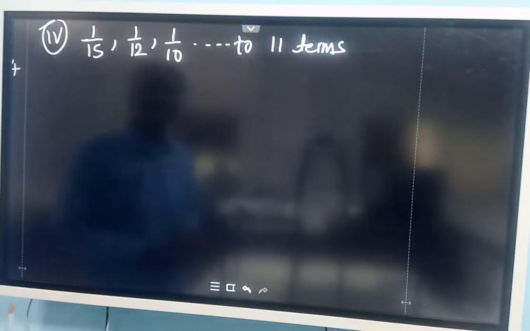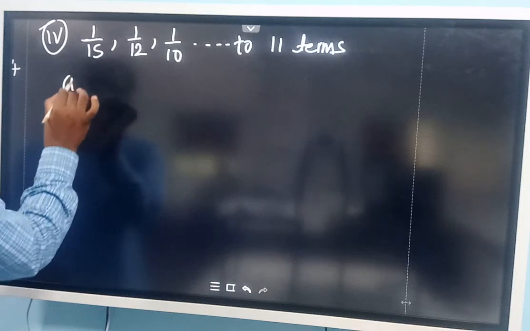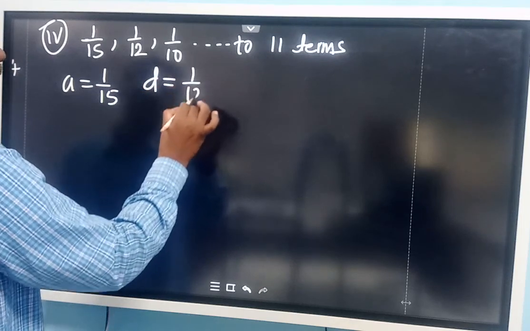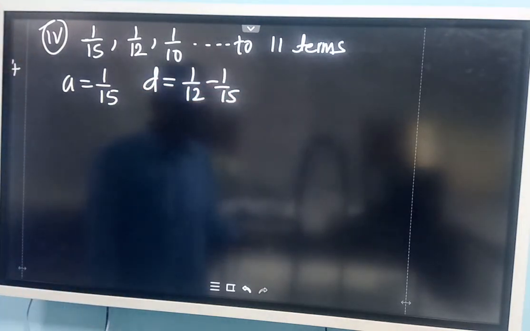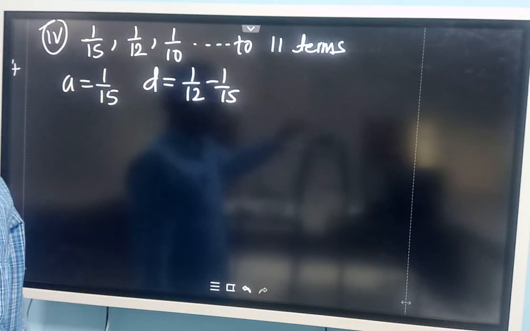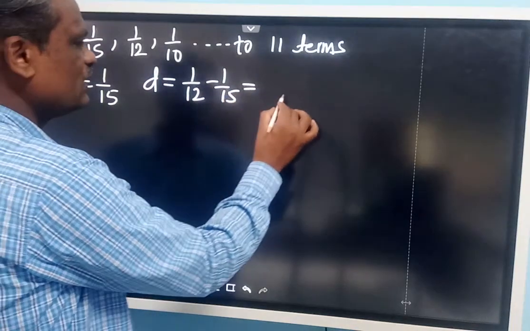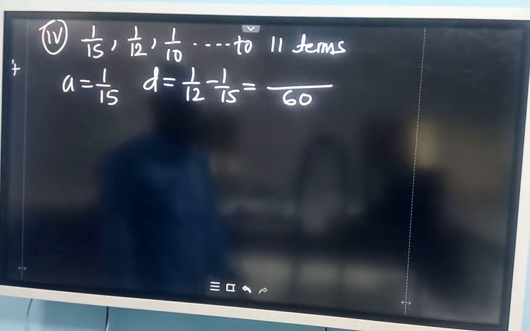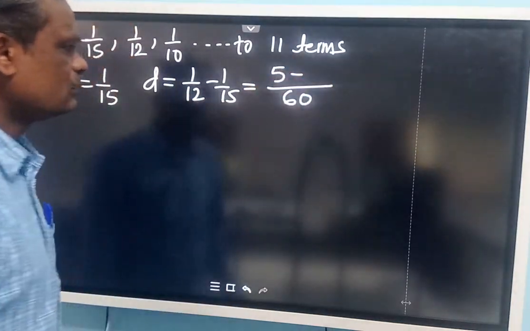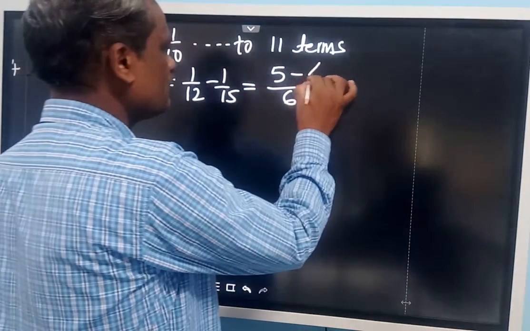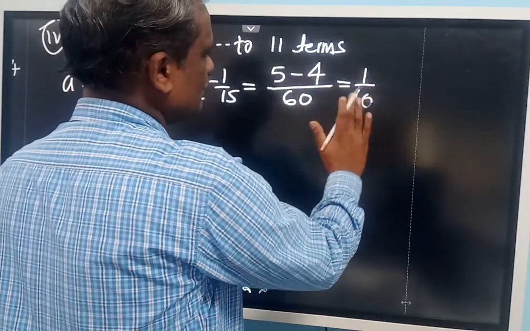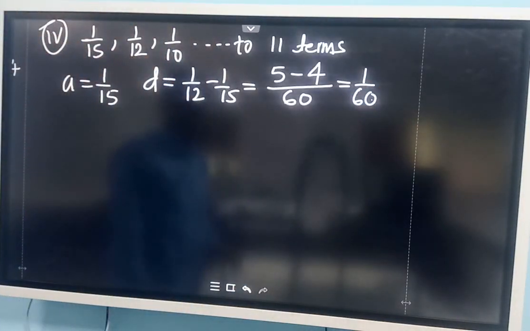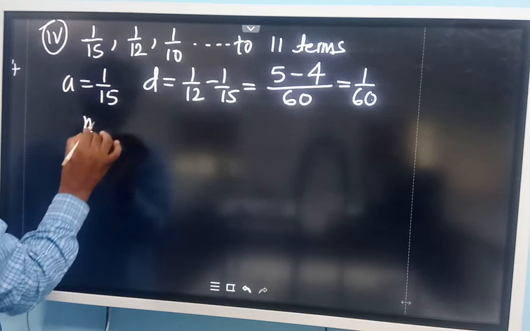Next question. The given question contains the first term as 1 by 15. A is equal to 1 by 15. And the common difference d, you subtract: 1 by 12 minus 1 by 15. So you take the LCM of these two numbers, 12 and 15, it will be 60. Divide: 12 fives are 60, 5 into 1 is 5. 15 fours are 60, 4 into 1 is 4. That is 1 by 60. 1 by 60 is the common difference.